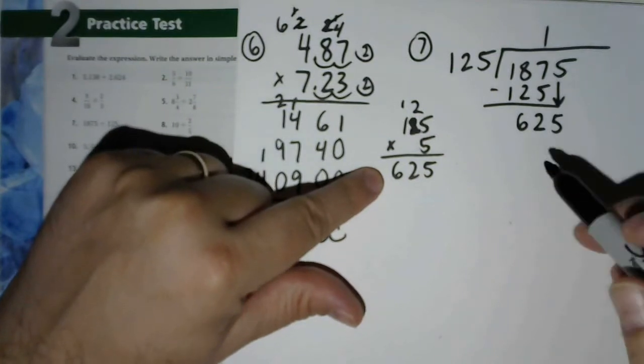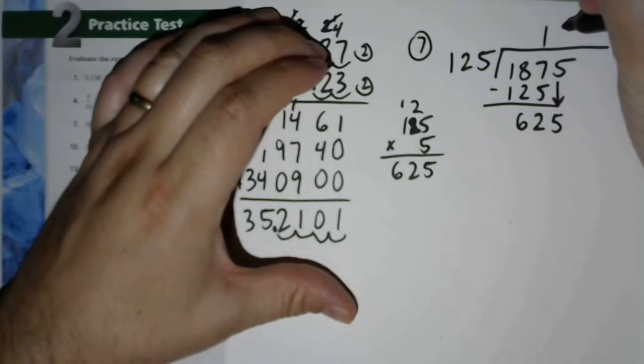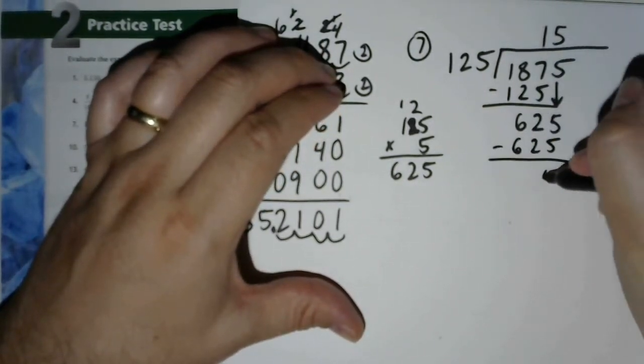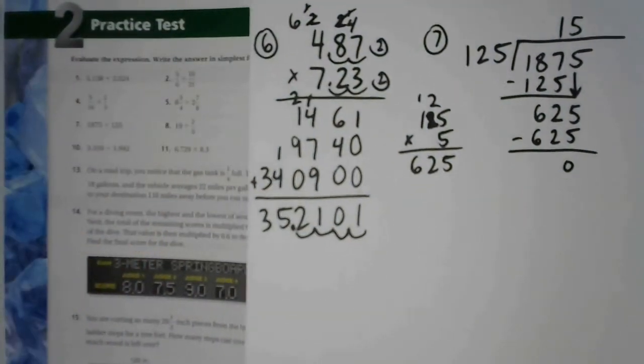Look at that! Now, I am not joking, you guys. I didn't know that. It was just a good guess. And I checked it. So 5 times 125 is 625. I get my remainder of 0. So my answer here is 15. Let's move on. Number 8.